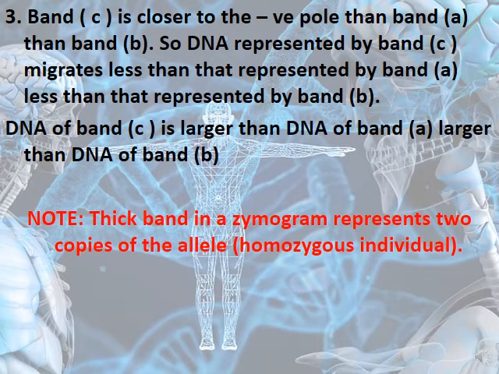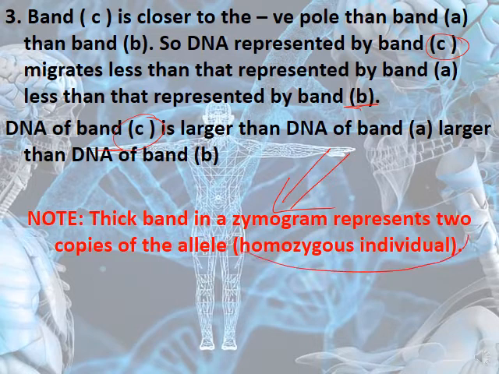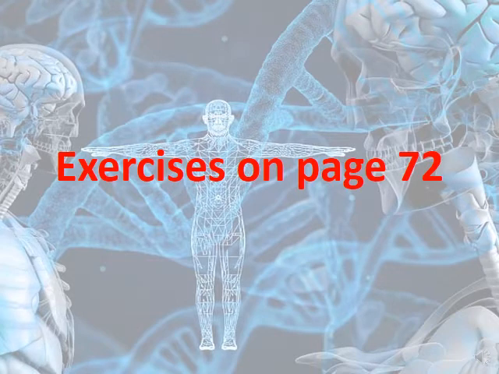So band C is closer to the negative pole than band A, than band B. So DNA represented by band C migrates less than that represented by band A, and less than that represented by band B. So DNA of band C is larger than A and larger than B. This note is very important: the thick band represents 2 alleles and the person is said to be homozygous.